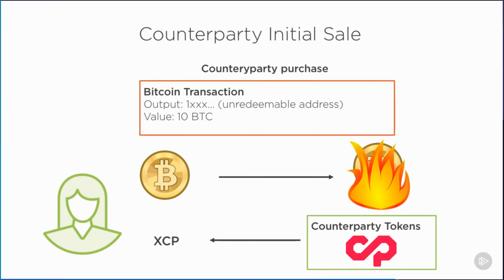Here's how this worked. During the initial sale, an exchange rate was set between Bitcoin and counterparty. To buy counterparty, you would send Bitcoin to a special address not redeemable by anyone, that is, one not based on a private key, which effectively destroyed or burned the Bitcoin. The counterparty software would recognize these transactions and assign the new currency based on how much Bitcoin was burned.